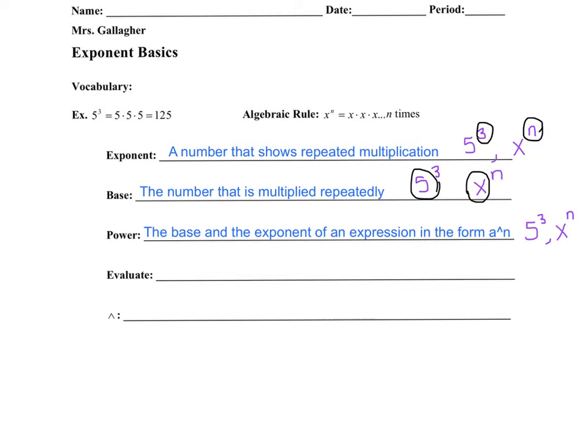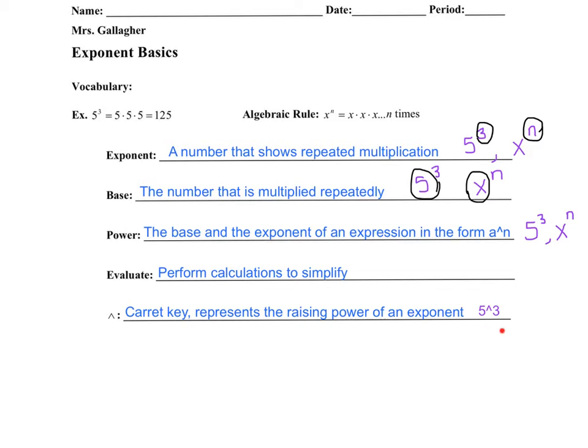Next term we're going to discuss is evaluate, and that means to perform calculations to simplify. And lastly is the caret symbol, and that represents the raising power of an exponent. So for example, 5 to the third power. This symbol is a caret key, and it represents the raising power of an exponent.